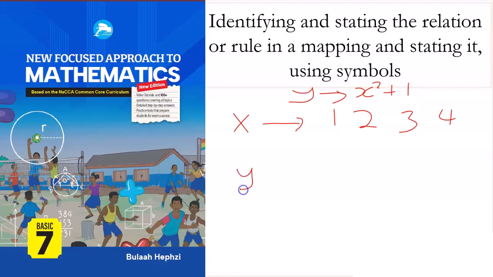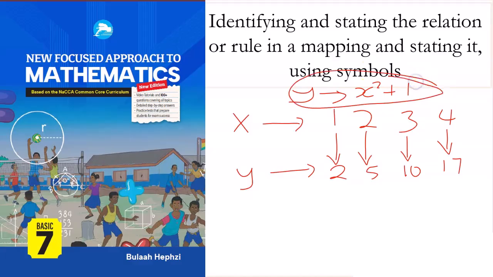In that case, the Y also becomes, if I put in 1, 1 squared plus 1 will give me 2. 2 squared plus 1, that is 4 plus 1, 5. 3 squared plus 1, that is 3 times 3, 9 plus 1, which is 10. And then 4 squared, 16 plus 1, which is 17. And so this becomes the mapping. It means we are mapping some values in X to some values in Y, and we are using this rule, and this is the rule of the mapping.